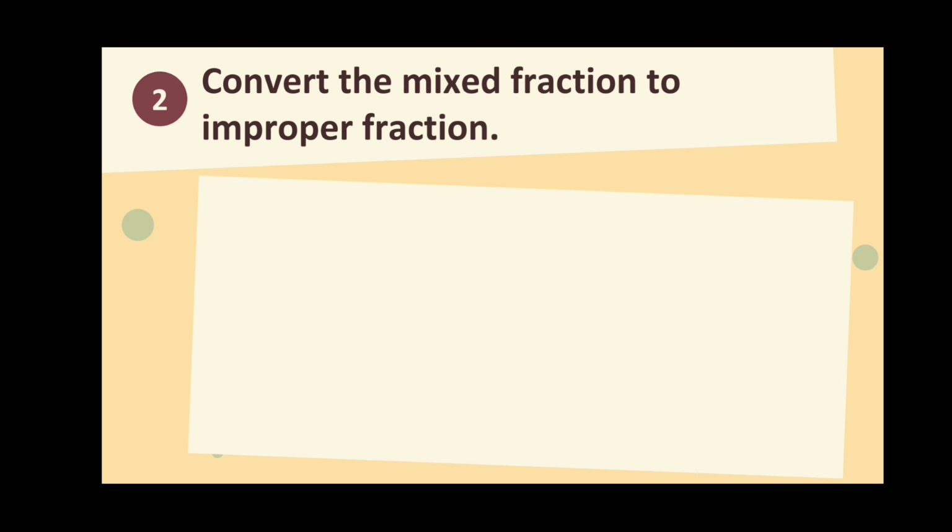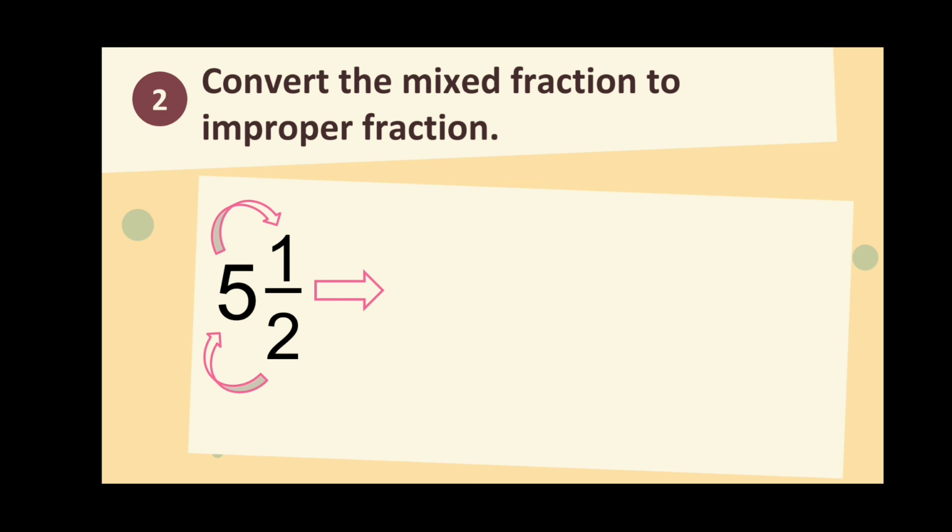Next, convert the mixed fraction to improper fraction. So, ang given natin na mixed fraction ay 5 and 1/2. So, kapag mag-convert tayo ng mixed fraction to improper fraction, we're going to multiply and add. Okay, so mag-start tayo from denominator to whole number to the numerator.